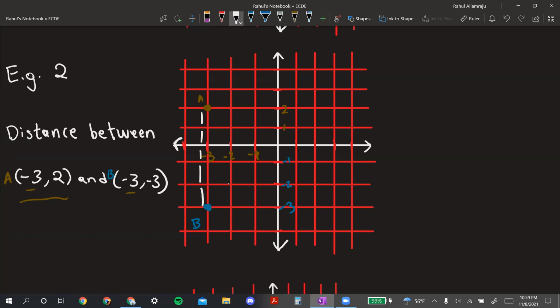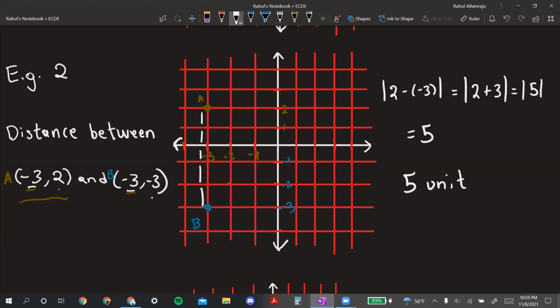But if you look at the method I showed before, since the x values are the same, just find the absolute value between the other values, which is the y values here. So 2 and -3. So if you look at this, absolute value of 2 minus -3 will equal absolute value of 2 plus 3, which is equal to absolute value of 5, which is in result 5. So the distance between either way, you get 5 units.